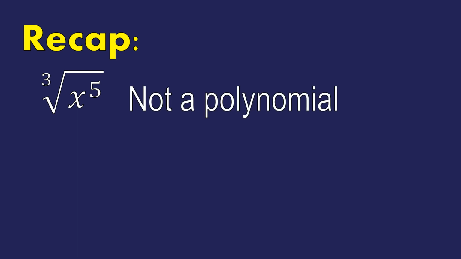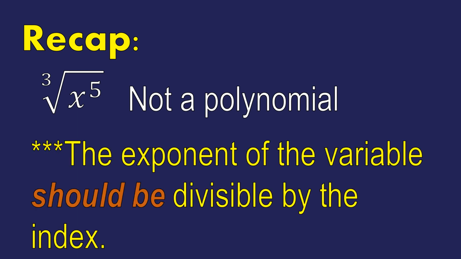For our last example, we have the cube root of x raised to 5. So the given is a radical expression. This expression is not a polynomial. Take note that the exponent of the variable should be divisible by the index for us to say that the given expression is a polynomial.